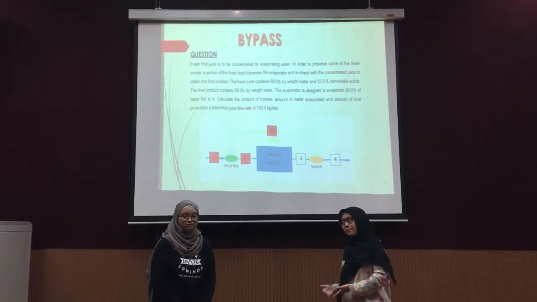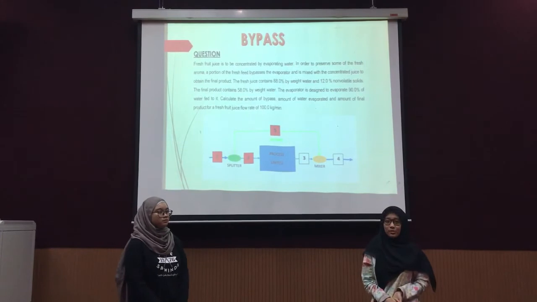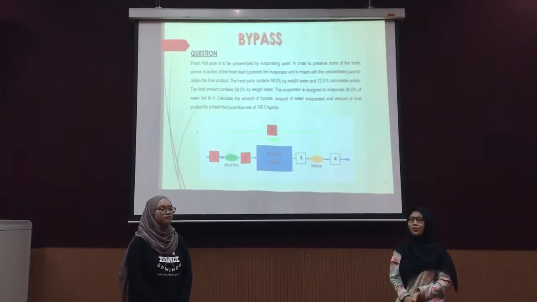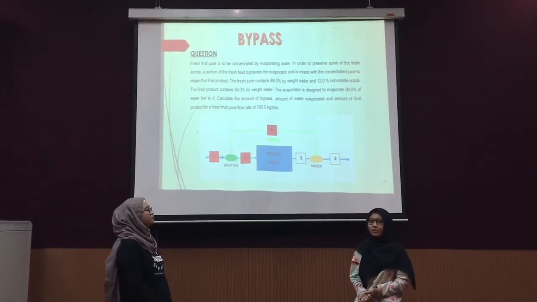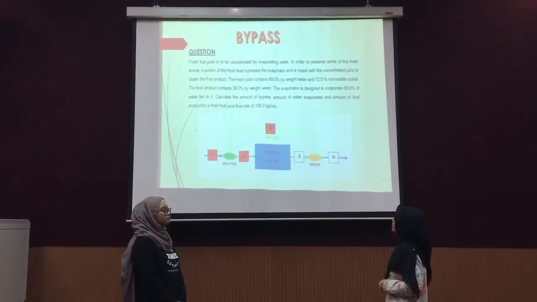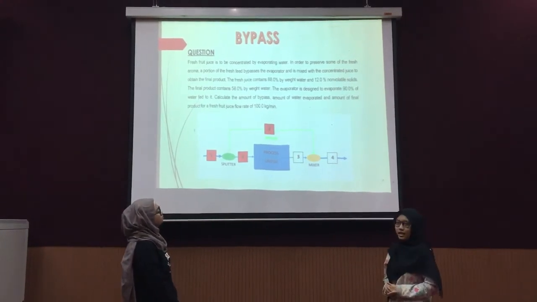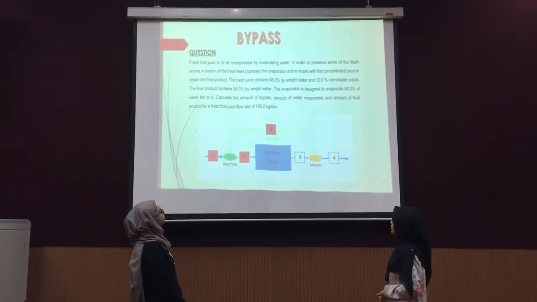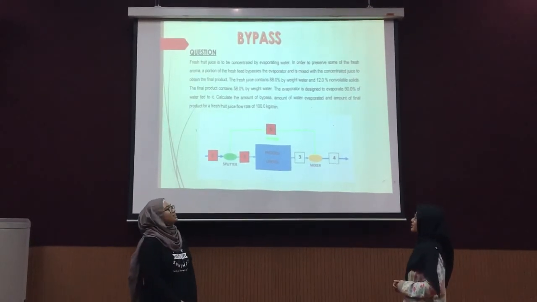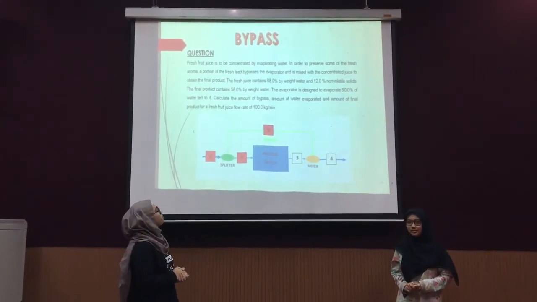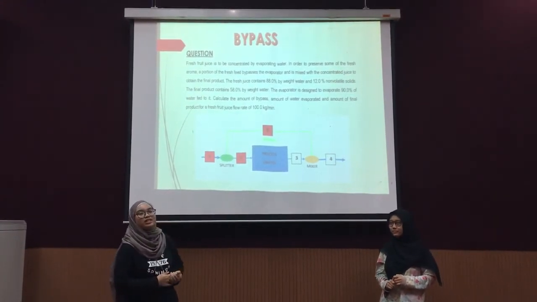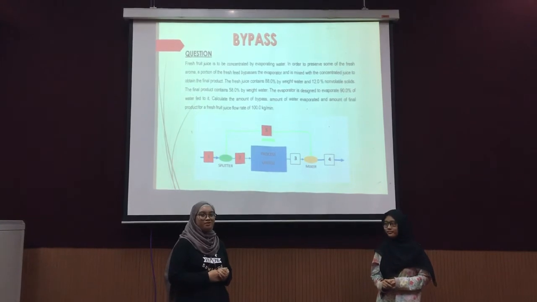So, this is the bypass question. In this question, it states that the fresh juice contains 88% by weight water and 12% non-volatile solids. The final product contains 58% by weight water, and the evaporator is designed to evaporate 90% of water fed to it. Calculate the amount of bypass, the amount of water evaporated, and the amount of final product of the fresh fruit juice with a flow rate of 100 kg per minute.